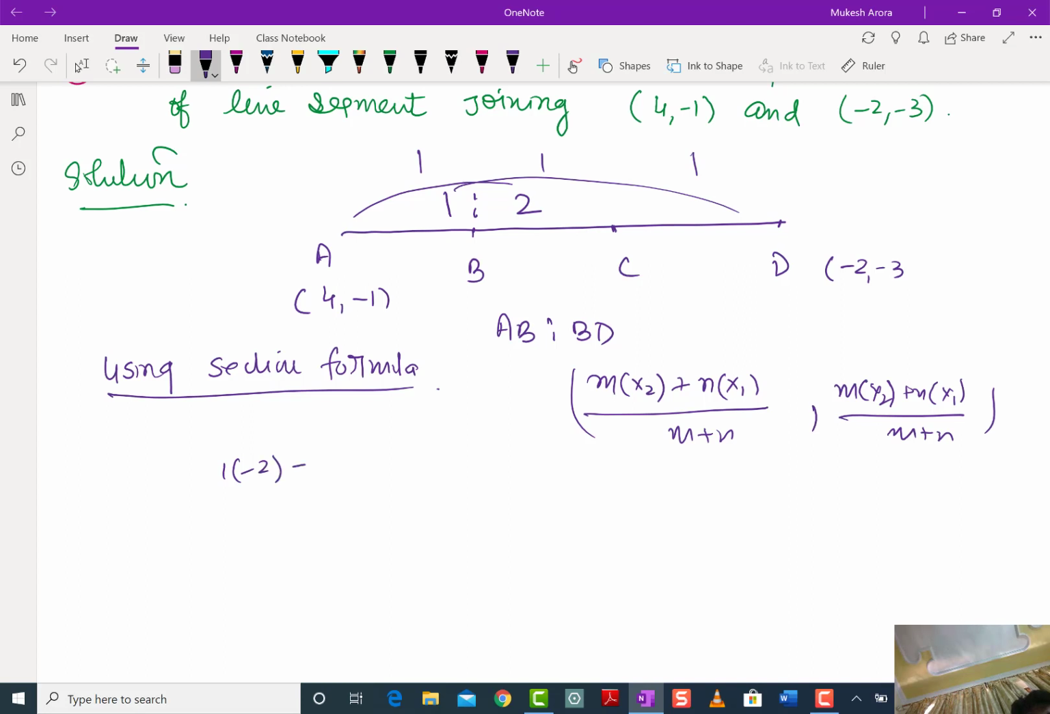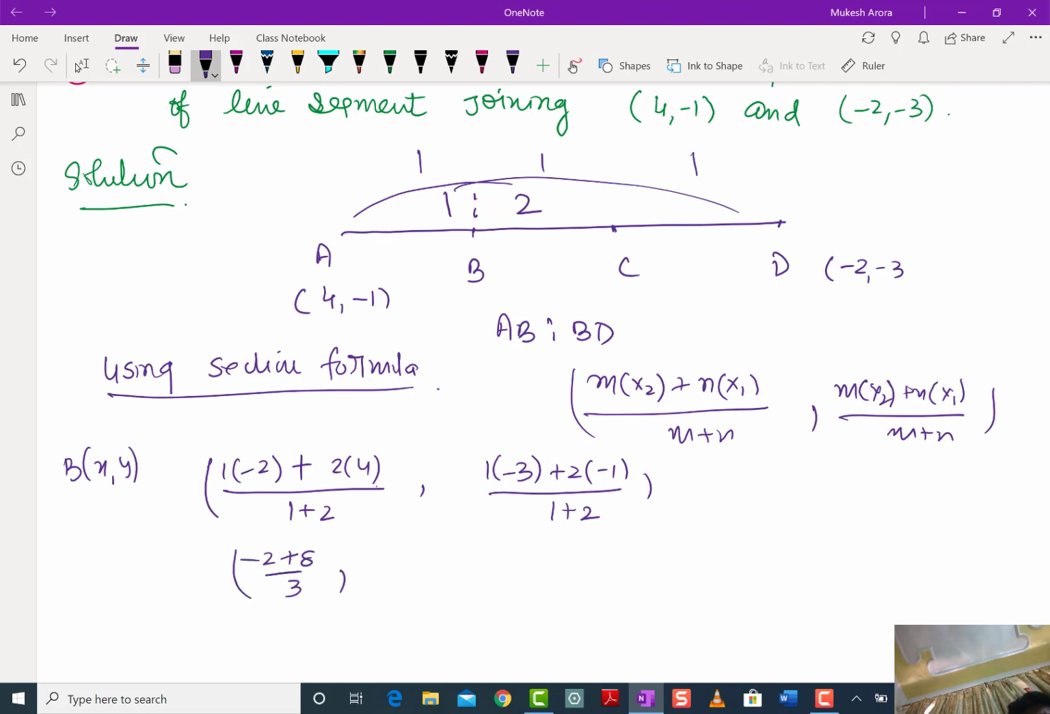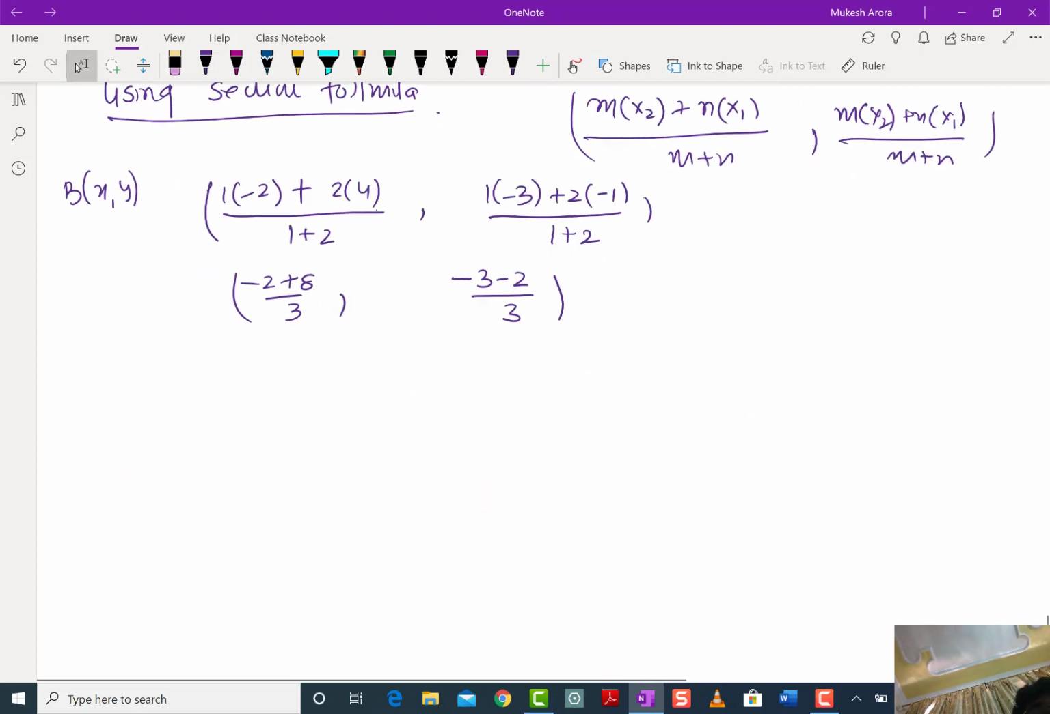1 into minus 2 plus, this will be the coordinate of B. 1 into minus 2 plus 2 into 4 by 1 plus 2, comma 1 into minus 3 plus 2 into minus 1 upon 1 plus 2. This is minus 2 plus 8 by 3, comma minus 3 minus 2 by 3. So the coordinate of B will be, B x y will be equal to 2, and the other point will be minus 5 by 3.